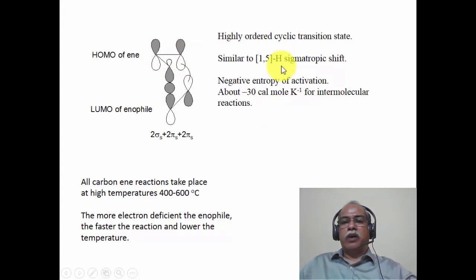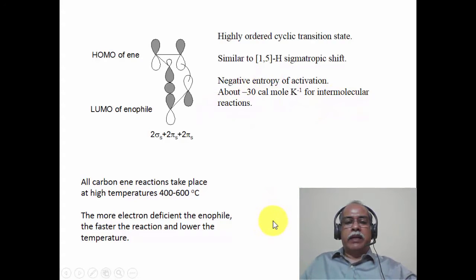It is very similar to a 1,5 hydrogen shift, which occurs by a suprafacial shift under thermal condition. Ene reactions are always carried out under thermal conditions only. The negative entropy of activation is what is observed, corresponding to the proposal that it is a highly ordered cyclic transition state. About 30 calories per mole per Kelvin is the entropy of activation for this kind of molecules for the intermolecular reactions of this kind.